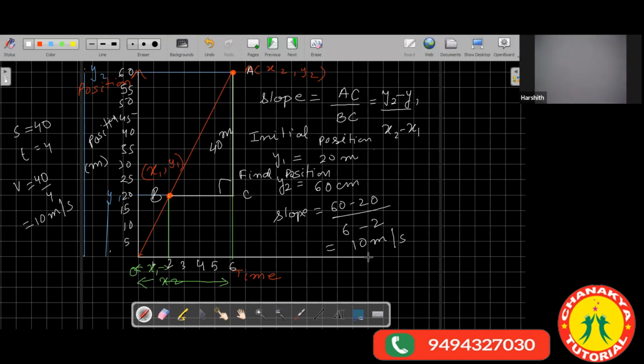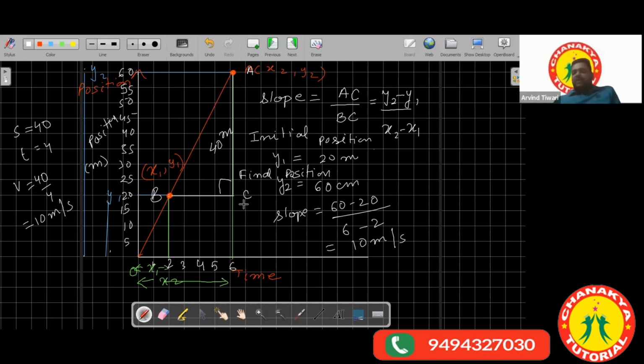Yeah, sir, I'm still getting the velocity as 10 meter per second. So this is how we find out the slope of any object from the graph. If it is a position time graph, you will be getting the slope as velocity. If it is a distance time graph, then you will get your slope as speed. The slope of the graph would represent the speed and not the velocity.